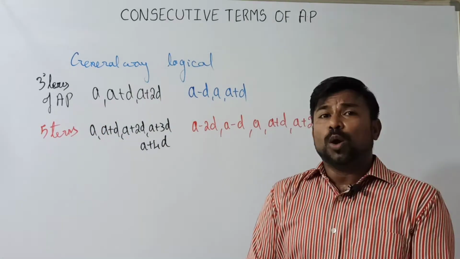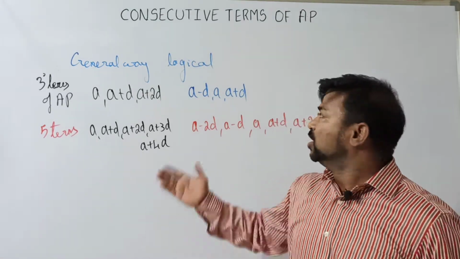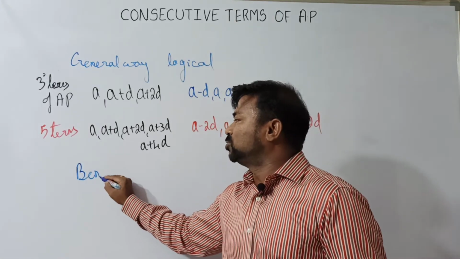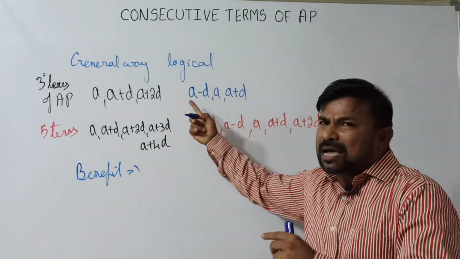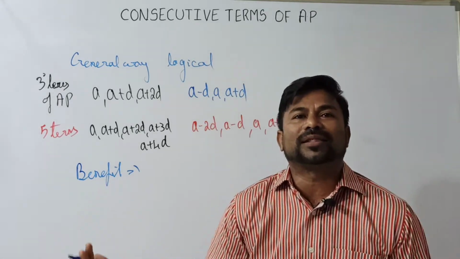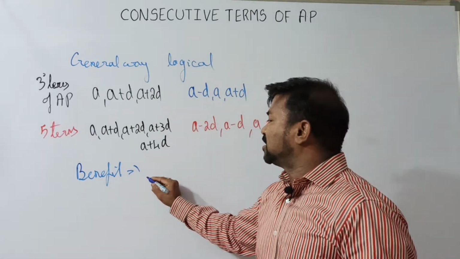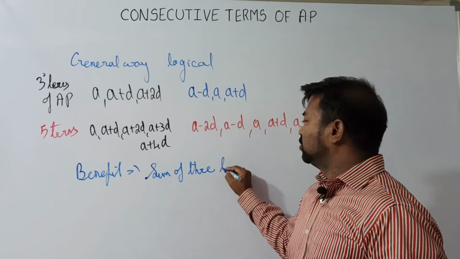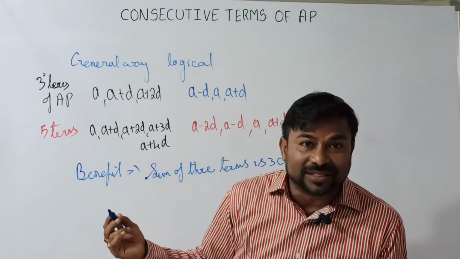Now, why are we supposed to take these terms? What is the benefit we are going to get? The first benefit you have to remember is, whenever he is asking the sum of three terms, if he gives a figure, let us assume that the sum of three terms is 30. Suppose he has given it like this.